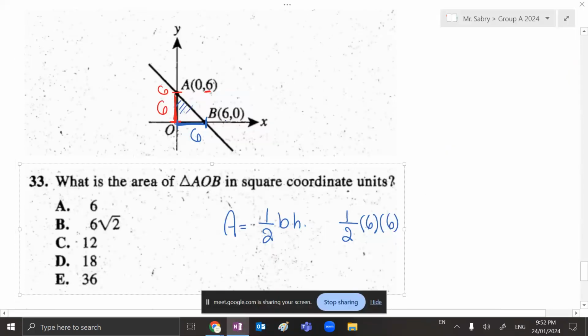But we were saying that we basically now have the base and the height. So we're just going to do half times 6 times 6, which will give me on a calculator 18. Does this make sense? Right? And everyone? Yes.